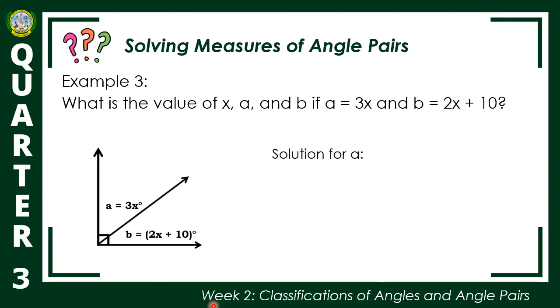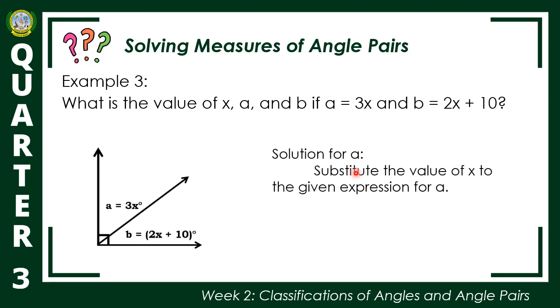Ngayon naman po, hanapin na natin yung measurement ng dalawang angles. Okay? So, by substitution, ang gagawin po natin, take note po that the value of x is 16. Okay? So, we are going to substitute that 16 to this equation. So, a equals 3x. Magiging a equals 3 times 16 because 3x means 3 times x. And 3 times 16 is equal to 48 degrees. So, 48 pala ang measurement nitong unang angle natin.